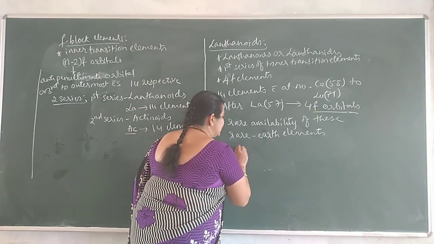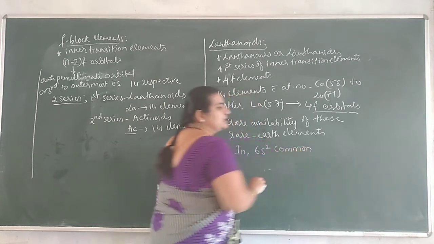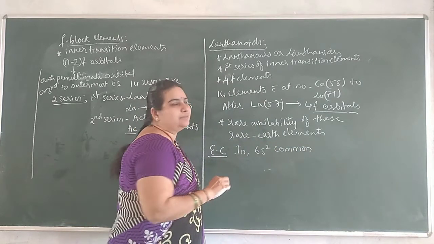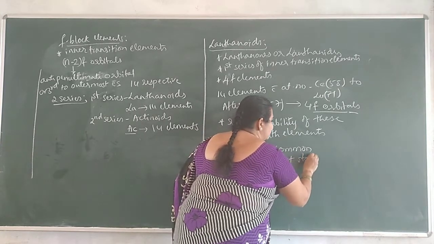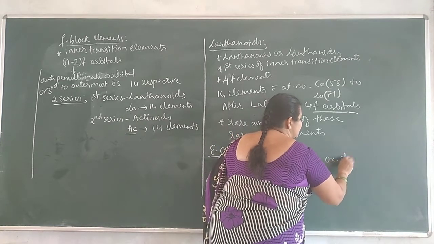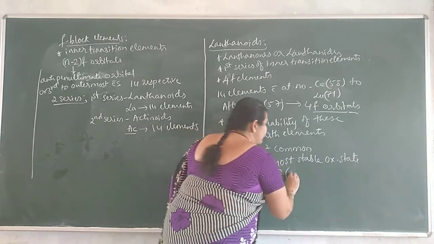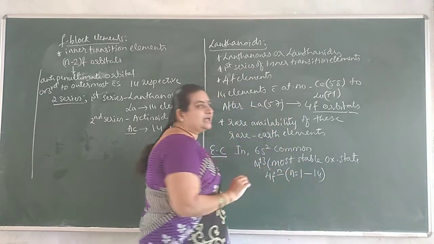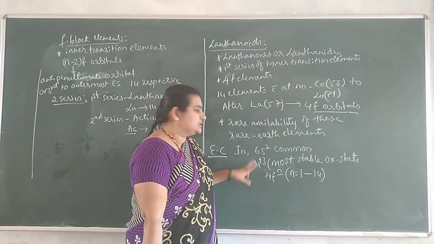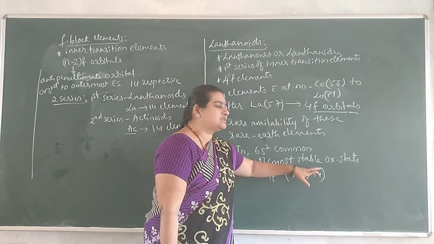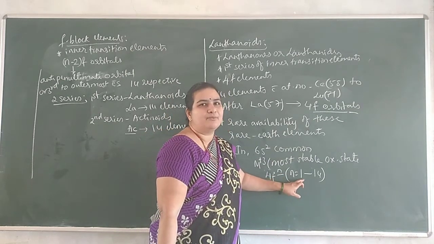In the electronic configuration, a common 6s2 configuration is observed in all the lanthanoids, starting from cerium to lutetium. The M+3 is the most stable oxidation state. We are filling the electrons in the 4f2n configuration, where n is from 1 to 14. So in the lanthanoids, the common electronic configuration is 6s2, and M+3, the most stable oxidation state, has the configuration 4f2n, where n is from 1 to 14.